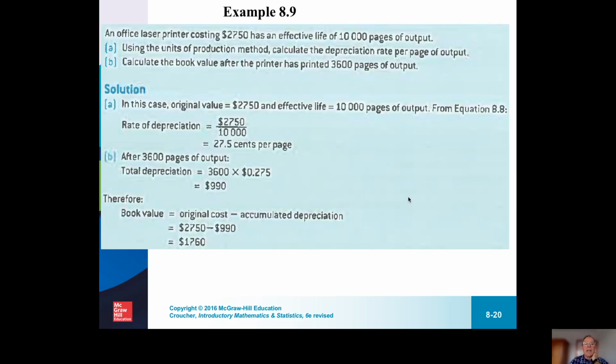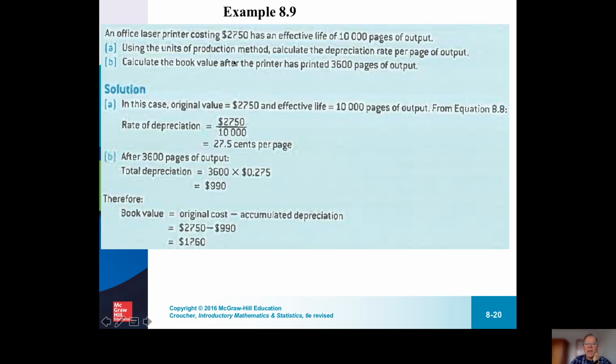So here we've got a laser printer. We've been told it's got an effective life of 10,000 pages. So the value of the asset over its useful life, the rate of depreciation will be 27.5 cents per page. So that's our application rate.